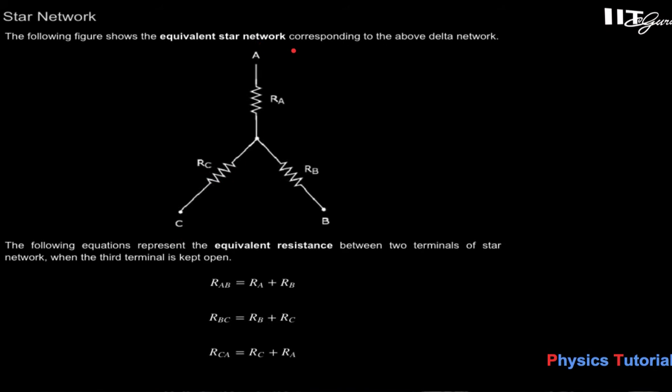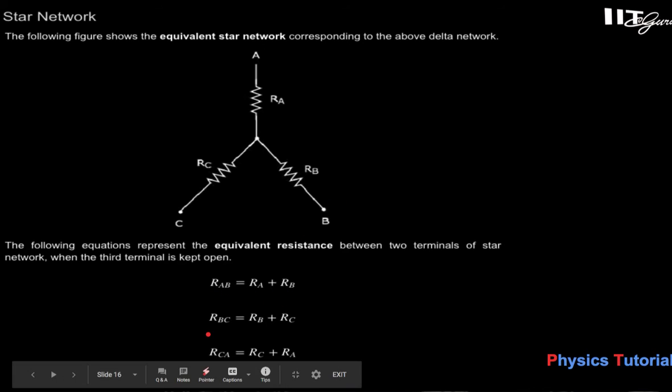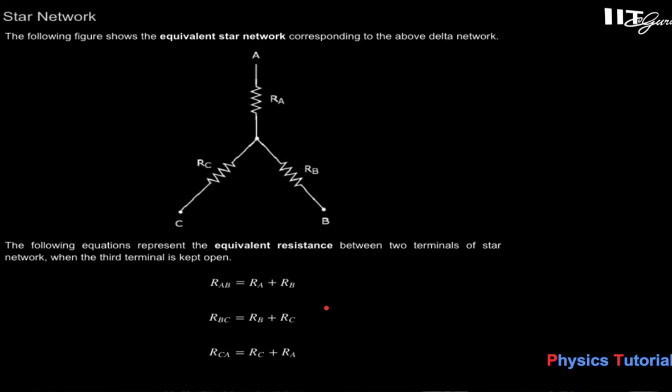Similarly, between B and C, the equivalent resistance will be RB plus RC, connected in series, and RA will not play a role when evaluating between B and C. Similarly, for C and A, the sum of resistance is RA plus RC. RB will not be considered as it is part of the open circuit. So finally we get RAB equal to RA plus RB, RBC equal to RB plus RC, and RCA equal to RC plus RA.